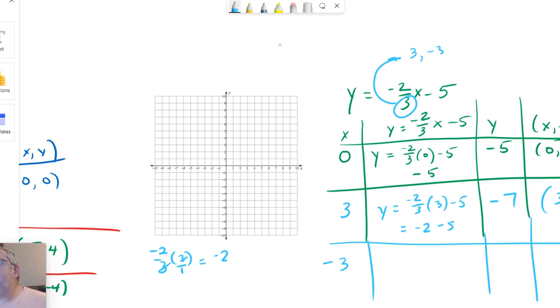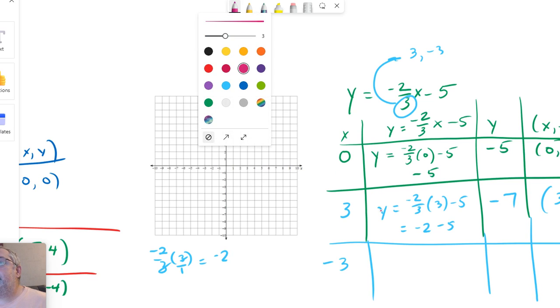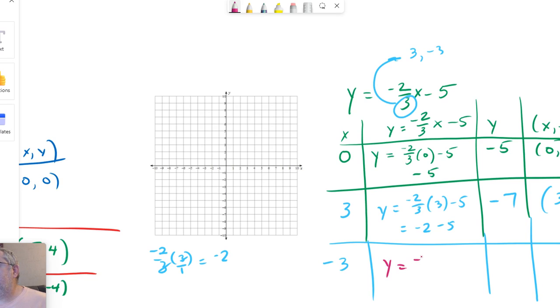Now if I plug in -3, we've got -2/3, doing my side work over here, times -3. This time the 3 doesn't cancel, it leaves me -1. So I'm multiplying -2 times -1, which gives me +2. So over here I've got +2 minus 5, which gives me -3. And so that leaves my third ordered pair of -3, -3.